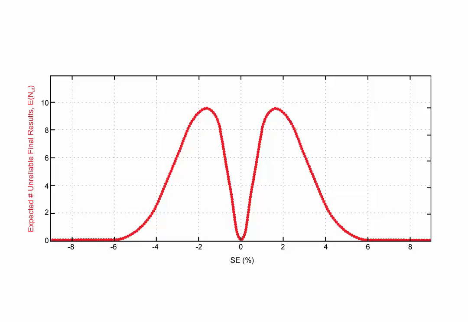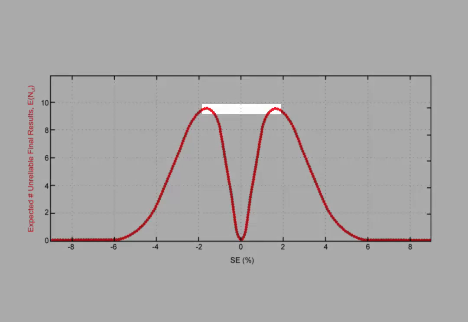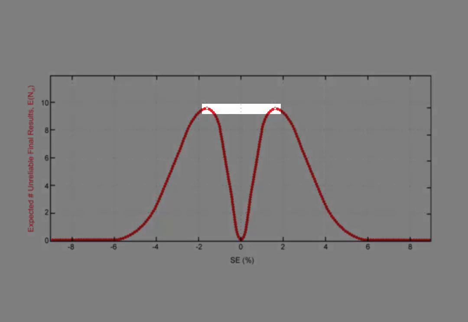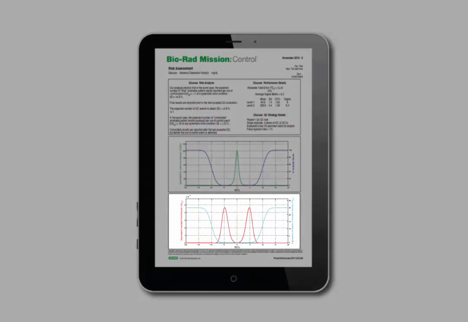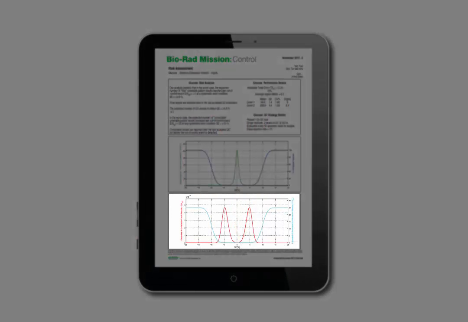One way to characterize the patient risk implications of a QC strategy is to determine the maximum predicted value for enough. If the maximum enough is acceptable to the lab, then no matter what size of out-of-control condition might occur, the expected number of unreliable final results will be tolerable. This enough curve appears here on the risk assessment report.